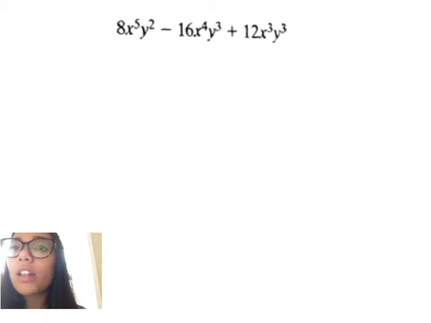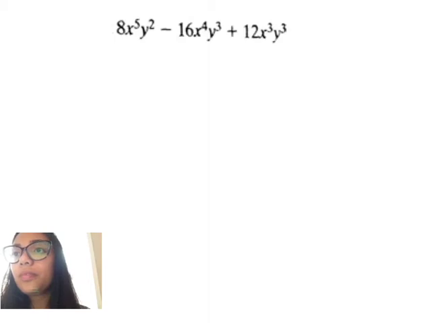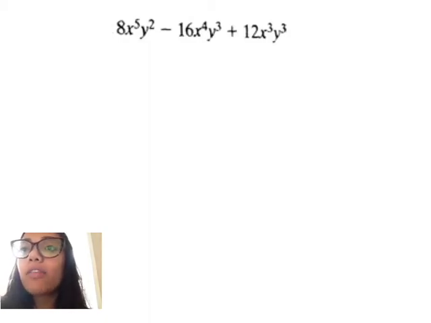Okay, we have 8x to the 5th y squared minus 16x to the 4th y cubed plus 12x cubed y cubed. I want you to figure out what your greatest common factor is of 8, 16, and 12. What you should have said was 4. If you said 4, then you're correct. So what's going to be coming out? I'm taking a 4 out of there. So I'm going to go ahead and put it here.